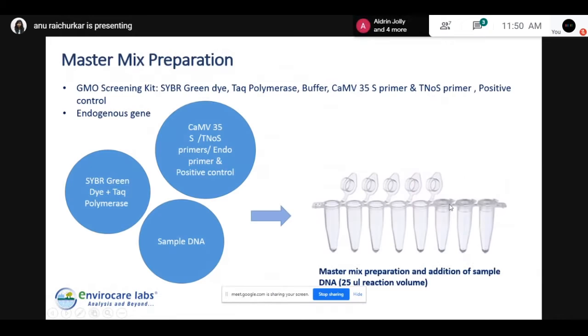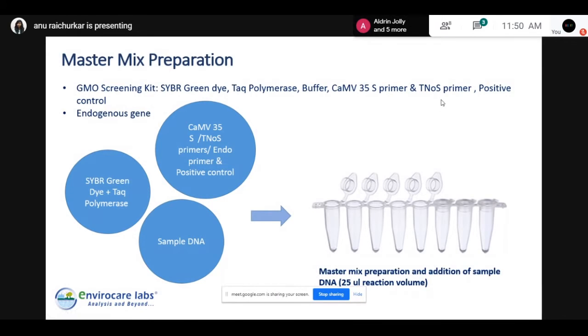Then the second step is master mix preparation. So what happens over here is once you've extracted the DNA, we need to add the other ingredients of the RT-PCR reaction. Typically in the market, various screening kits are available for GMO screening. The composition of these kits, like I mentioned in the principle, needs a probe. So SYBR Green dye is our probe. Then the enzyme Taq polymerase, buffer, and the primers, as well as a positive control. So these are the ingredients that are added to a PCR master mix.